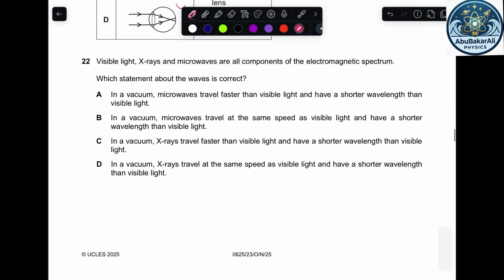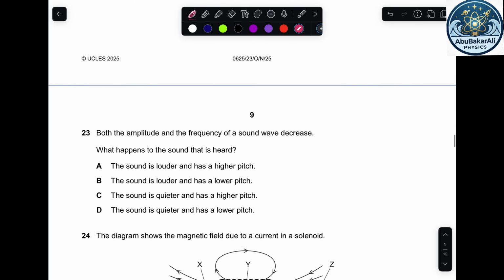Question 22. Visible light, X-ray and microwave are all components of the electromagnetic spectrum. Which statement about the waves is correct? Option A. In vacuum, microwave travels faster than visible light. No. All electromagnetic waves travel with the same speed. Visible light has a shorter wavelength than X-ray? No. They have the opposite. In a vacuum, X-ray travels faster than visible light? No. They all travel with the same speed. In a vacuum, X-ray travels with the same speed as visible light and has a shorter wavelength. That is correct. X-ray has a shorter wavelength than visible light, and they both travel with the same speed.